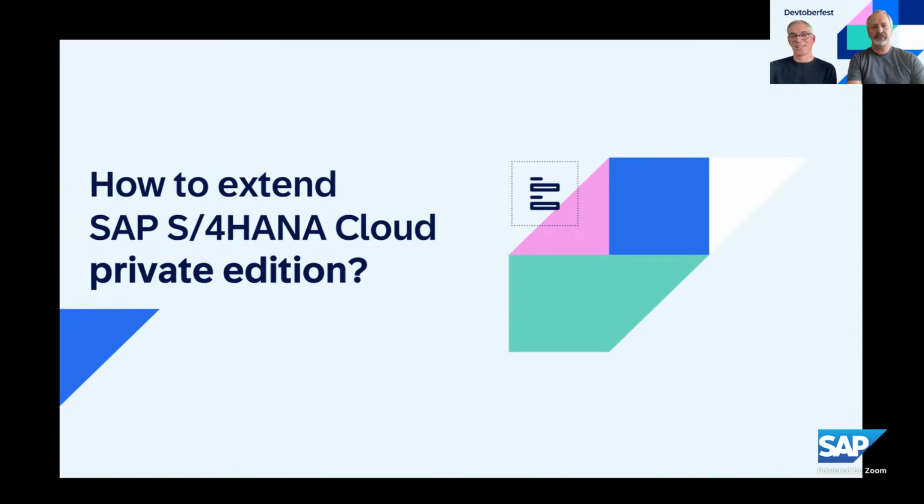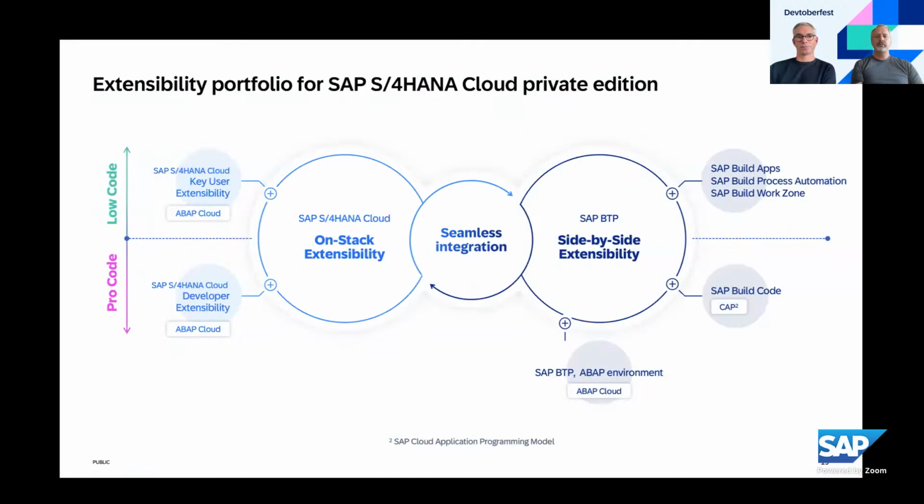Thanks a lot. I think we have seen for the public cloud already that we have a really rich portfolio to extend S/4HANA public cloud. And we have seen that CAP and ABAP Cloud are really mainstream to extend on BTP, and you have OnStack. Now, what about the private cloud, SAP S/4HANA private cloud? First of all, it's really easy. If you build something new, we use the same extensibility portfolio for private cloud as we use in the public cloud. So everything we explained is valid for the private cloud as well. So use OnStack, use side-by-side, use ABAP Cloud, use side-by-side ABAP Cloud or CAP or the SAP Build.